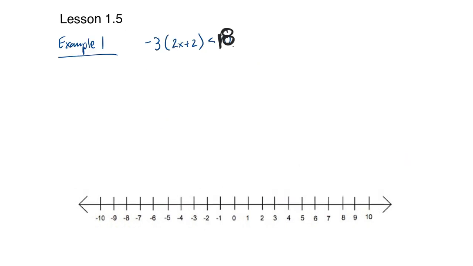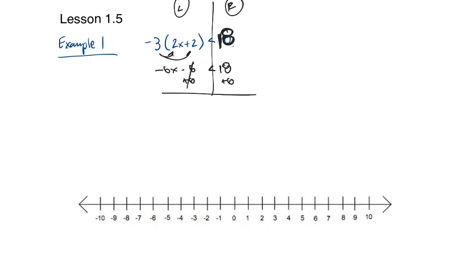All right, same rules apply with a couple exceptions here. We have a left side and a right side. First thing I'm going to do is distribute. Negative 6x minus 6 is less than 18. I'm going to add 6 to both sides to remove it. So negative 6 plus 6 is 0. Negative 6x is less than 24. Divide both sides by negative 6. That gives me x is less than negative 4. Start here, open circle, because it's not less than or equal to, which means negative 4 cannot satisfy.